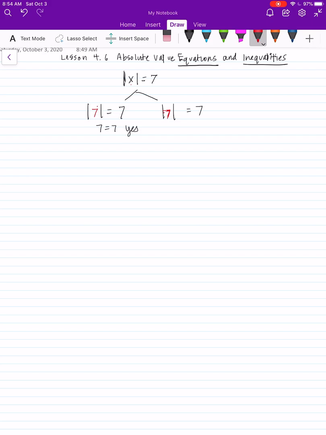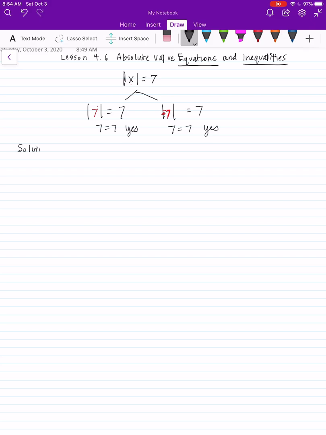But could I also put in negative 7? Well, let's see. If I put in negative 7, let me make my negative sign a little bit bigger, I take the absolute value of negative 7, it's 7. And 7 equals 7. And again, it's true. So that itself kind of makes absolute values a little unique. They're a little different.